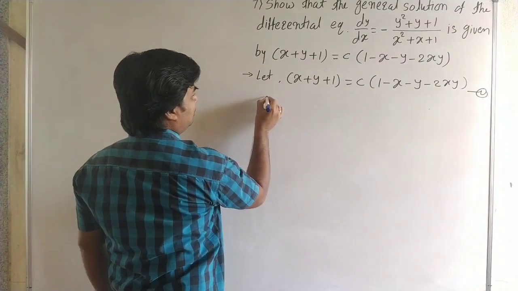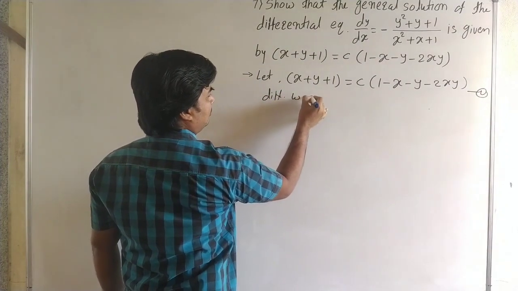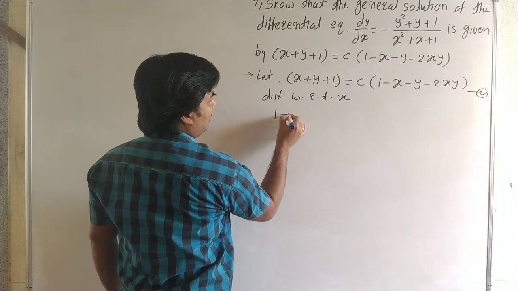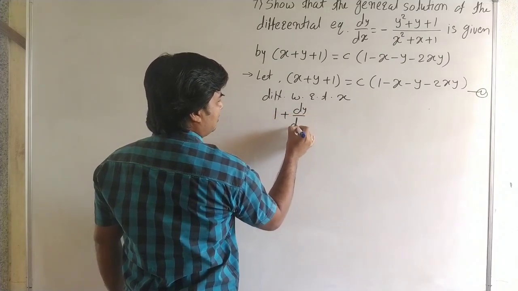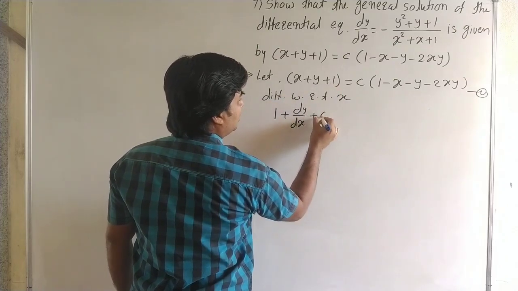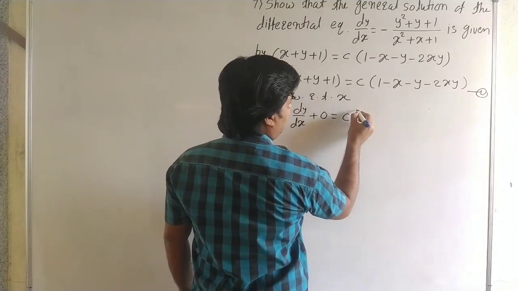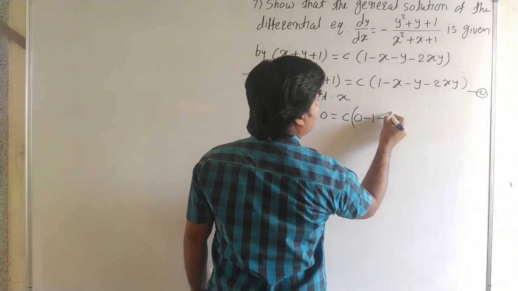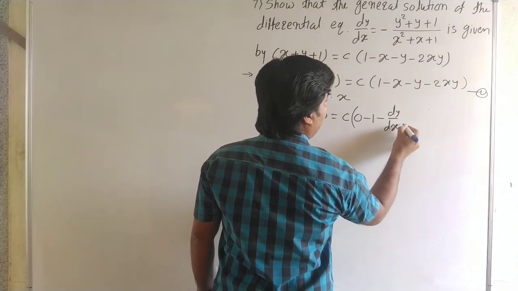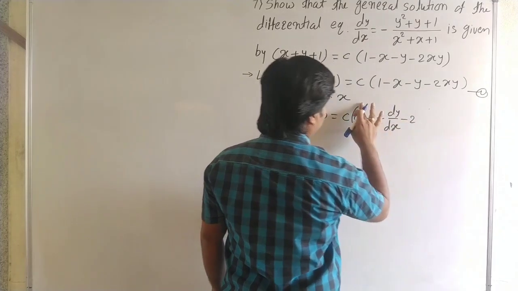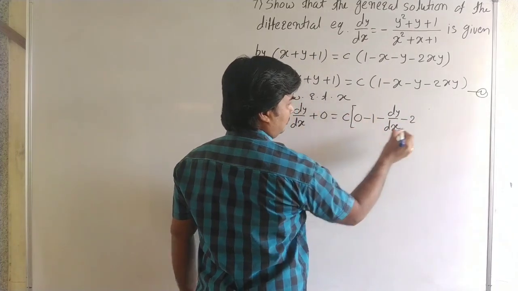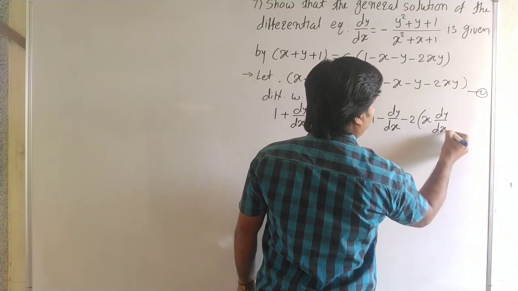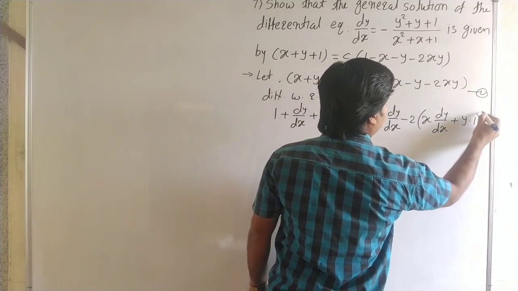Differentiate with respect to x. The derivative of x is 1, plus the derivative of y, which is dy by dx, the derivative of 1 is 0, equals c into, again see carefully, the derivative of 1 is 0, minus 1 minus dy by dx, and minus 2 into, here we use the u into v rule: first function as it is into the derivative of the second, plus second as it is into the derivative of the first.